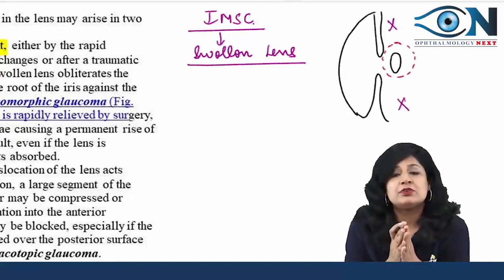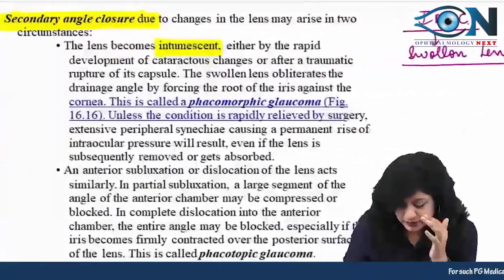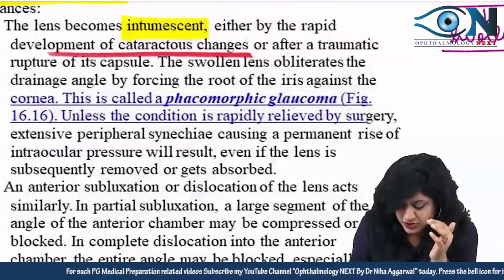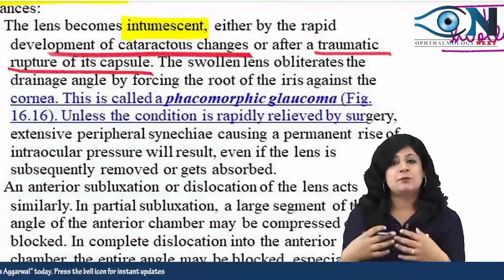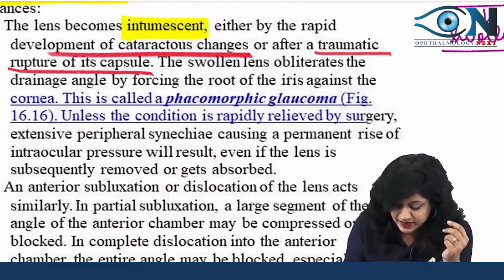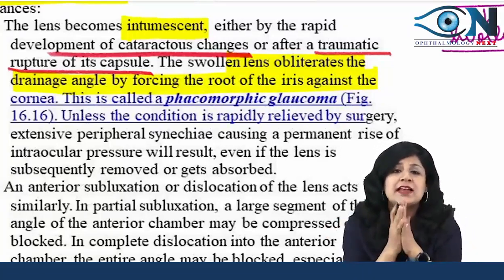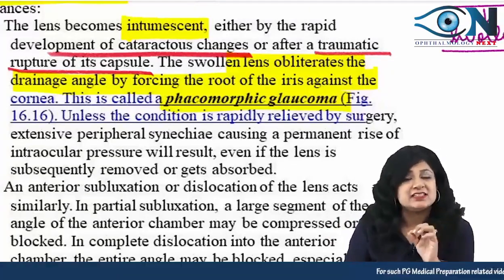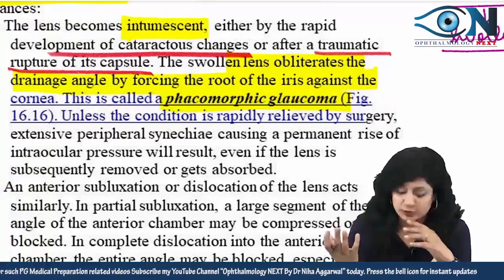Now, because this glaucoma is occurring due to the changes in the morphology of the lens, this is called your phacomorphic glaucoma. So, the lens becomes intumescent. Why is it becoming intumescent? Either we have the rapid development of cataractous changes, or we can have traumatic rupture of its capsule. Due to any of these reasons, it is absorbing more and more fluid. The swollen lens is then obliterating the drainage and it is forcing the root of the iris to come in closure with the angle, and that is called phacomorphic glaucoma. Very, very important condition. Phaco means lens, morphic means morphology. So the glaucoma which is occurring due to the changes in the morphology of the lens is your phacomorphic glaucoma.